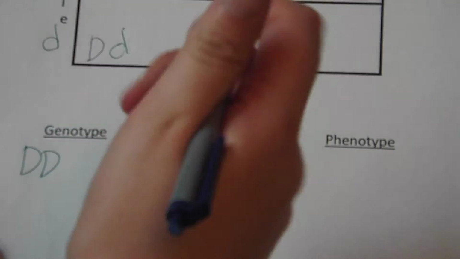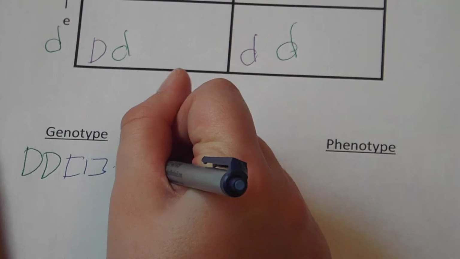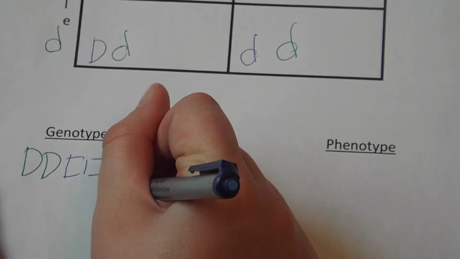Now there's only one of those, so I would only have 1 tally mark there. And that is a normal. And that is 25%.